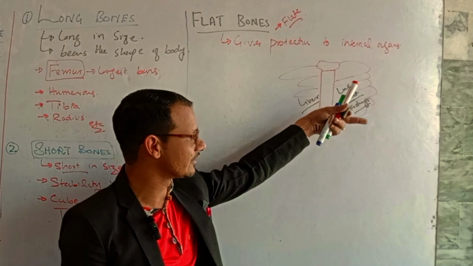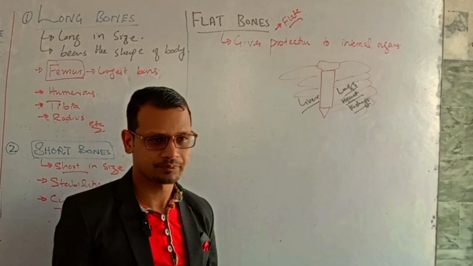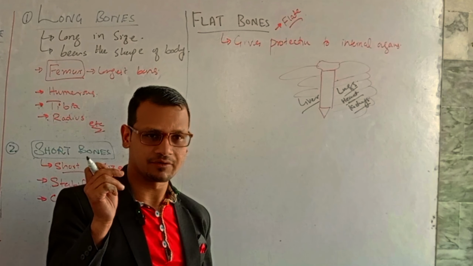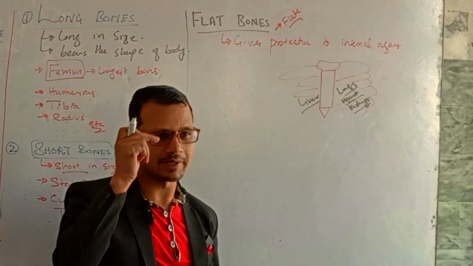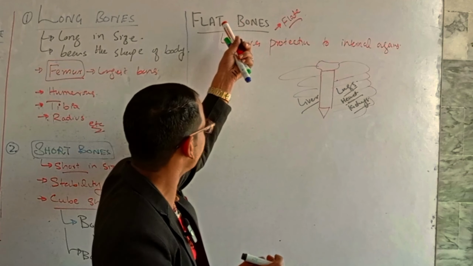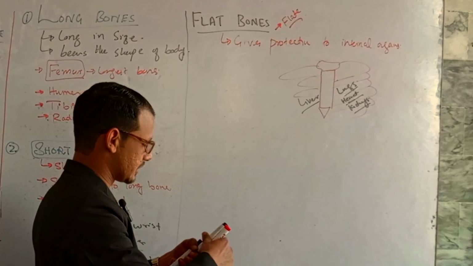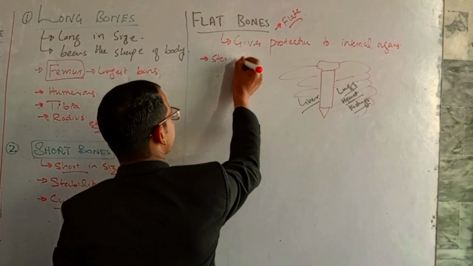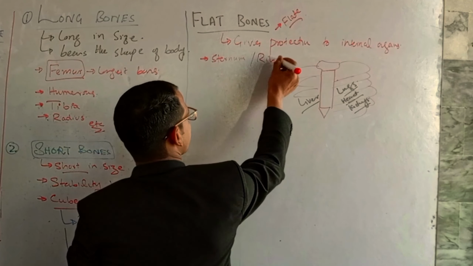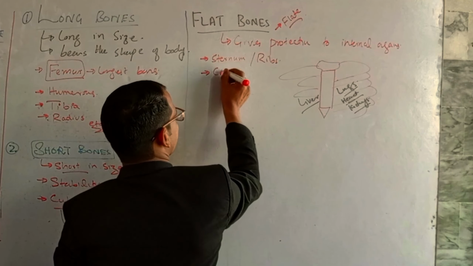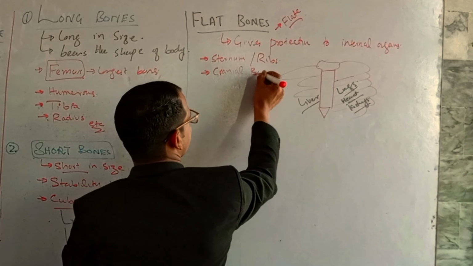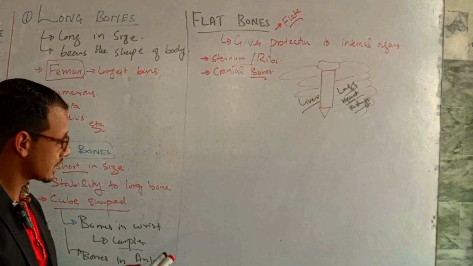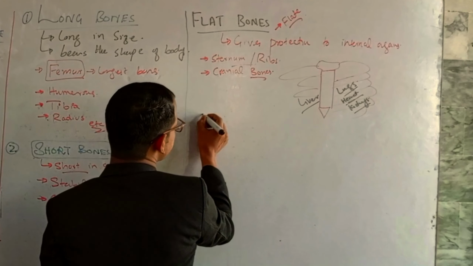Another example is the cranial bones: the frontal bone, occipital, and parietal. They are all flat bones, and they give protection to the brain. So the main purpose of flat bones is to give protection, and examples are sternum, ribs, and cranial bones, occipital, parietal, etc.